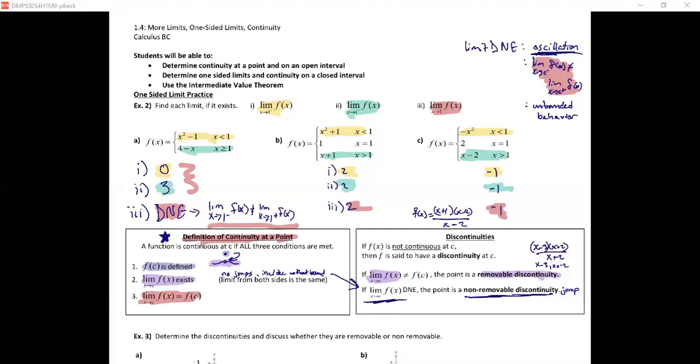The other type of discontinuity is the non-removable. Those non-removable have two different cases of unbounded behavior. So the non-removable discontinuity is unbounded behavior, which is vertical asymptotes. This is just one of those examples. Or we have a jump, where we just have a break in the graph. And when I say a break in the graph, it's a displaced y value break. The limit from the left is not equal to the limit from the right. So going back to example 1a, this is a jump discontinuity.